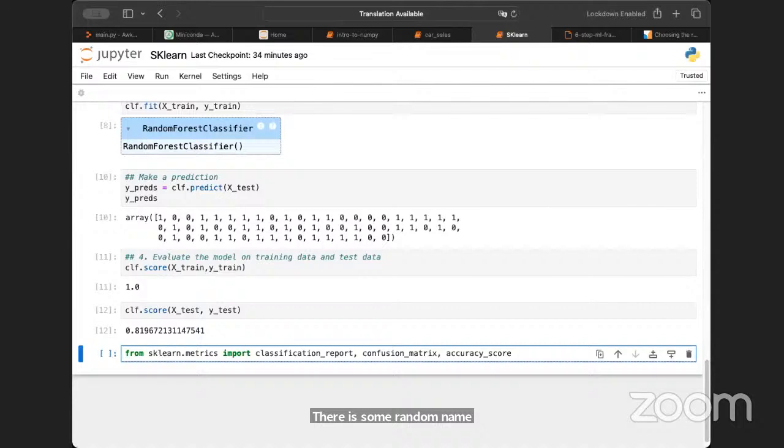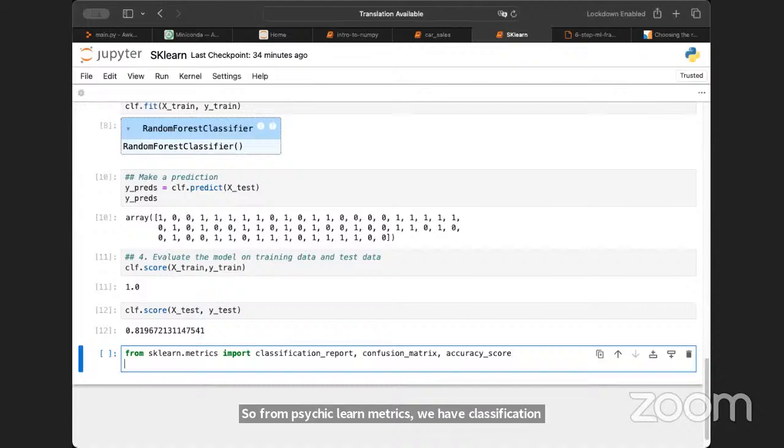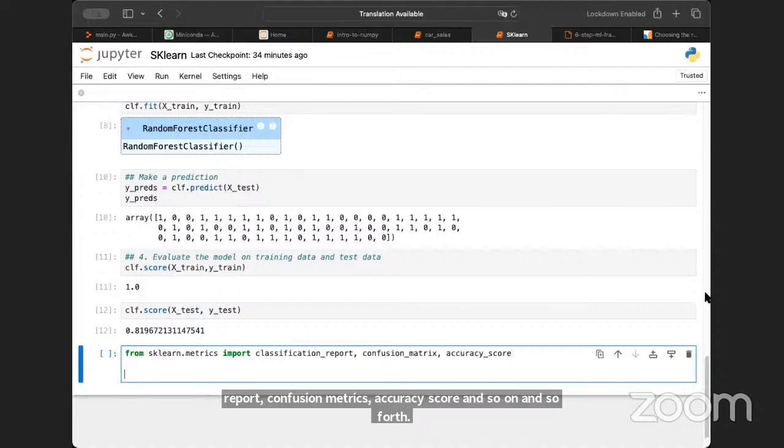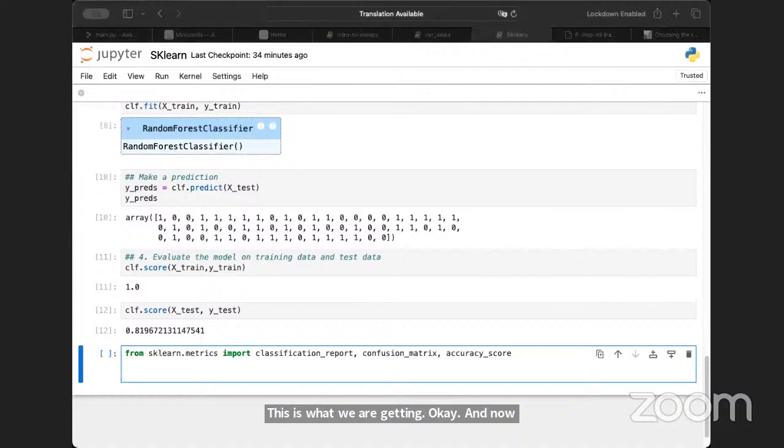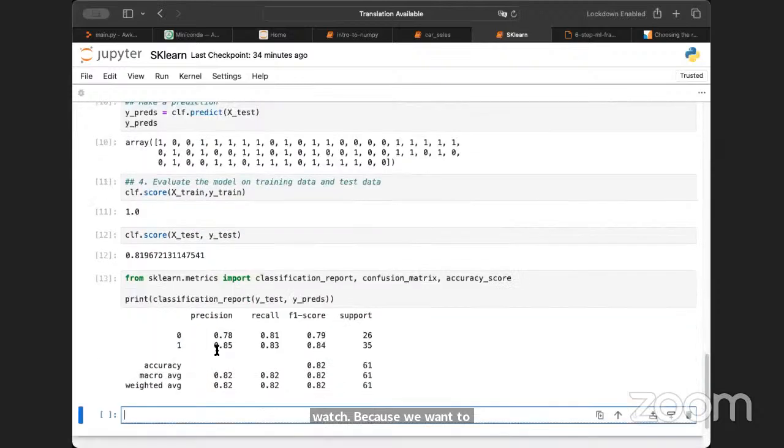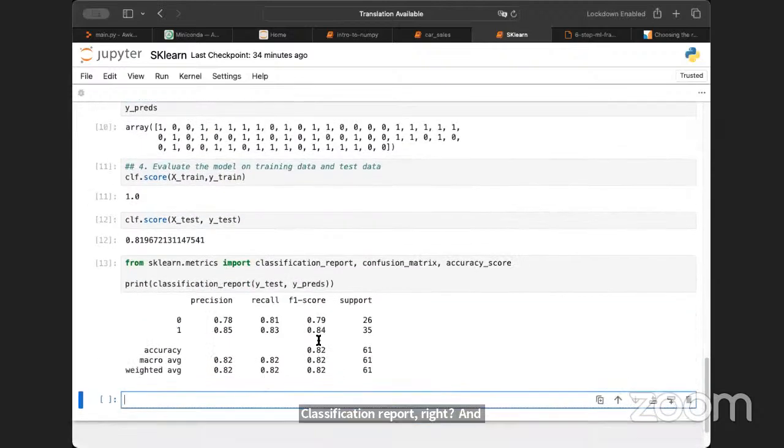So from Scikit-learn metrics, we have classification report, confusion matrix, accuracy score, and so on. And now watch. Because we want to print the classification report. We are printing it, and the precision we are getting for target 0 and 1 is 0.78. Recall is 0.81. F1 score is.